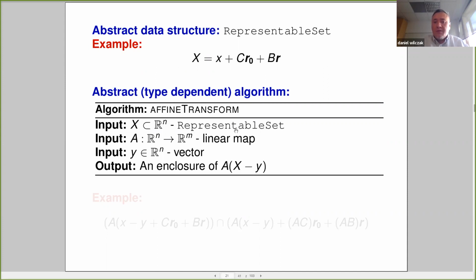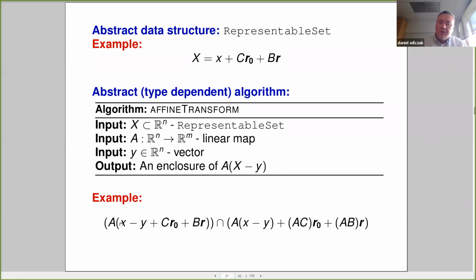So given a representable set and some linear map and some vector, I want to enclose this quantity. For example, if my representable set is a doubleton, I can enclose this in the following way. First, I can evaluate my expression and multiply this box by the matrix A and subtract y, or I can first multiply matrices, which means I change coordinate systems first, and then I multiply the new coordinate system by boxes R0 and R. Of course, both representations are correct, so I can intersect them. So this is a sample implementation of affine transform in the case when my representable set is a doubleton.